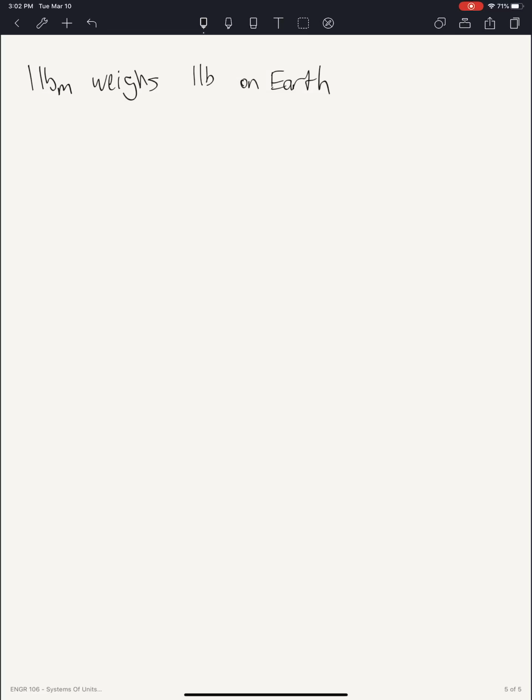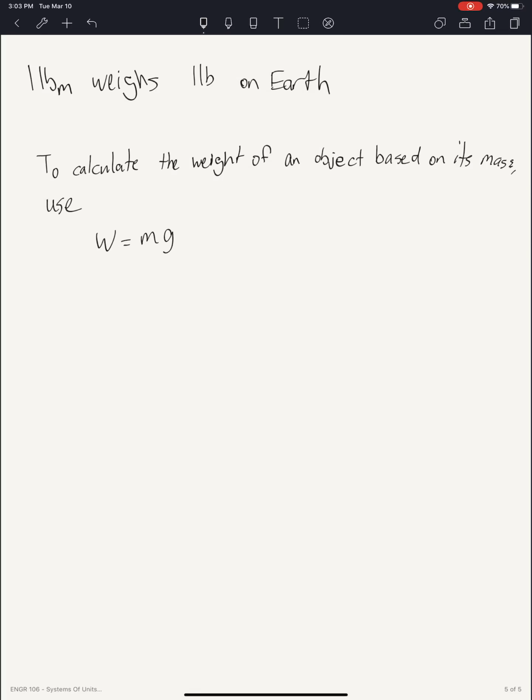And so now I want to talk about another formula. To calculate the weight of an object based on its mass, use W equals mg, where W is the weight force, m is the object's mass, and g is what is called the acceleration due to gravity.